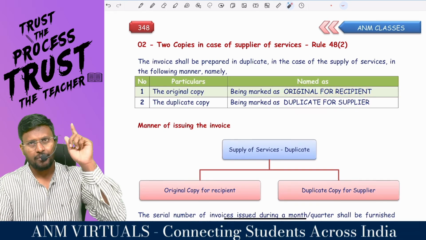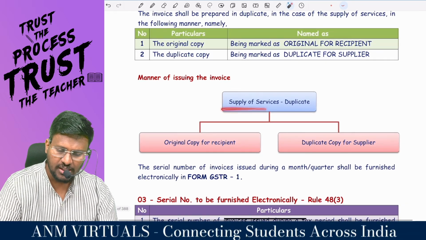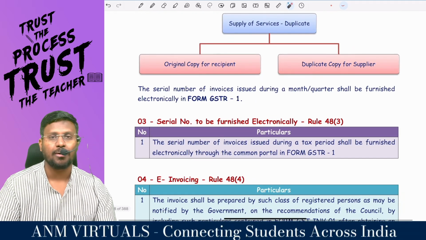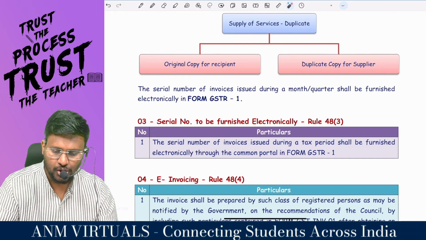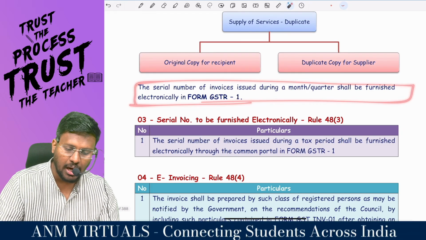This we have actually talked about at the start of the chapter itself. So, the manner of issuing the invoice: in case of supply of services, duplicate copy. Original copy for the recipient and duplicate copy for what? The serial number of invoices issued during the month or quarter shall be furnished electronically in form GSTR.